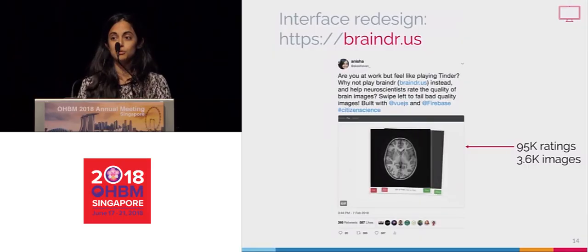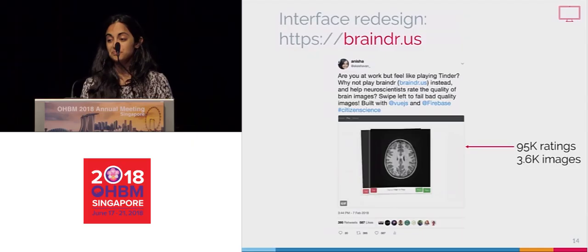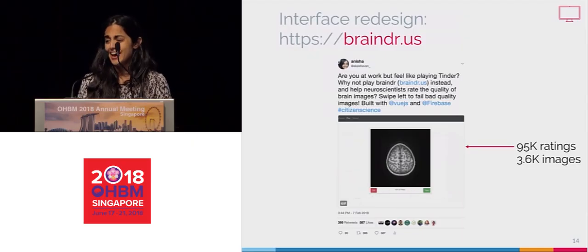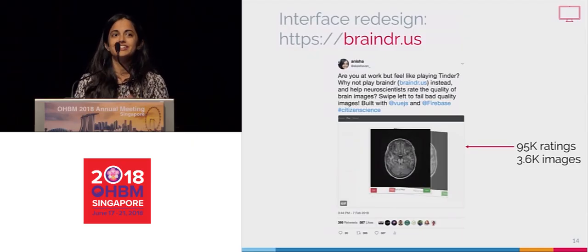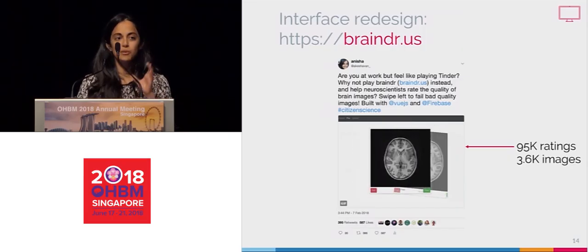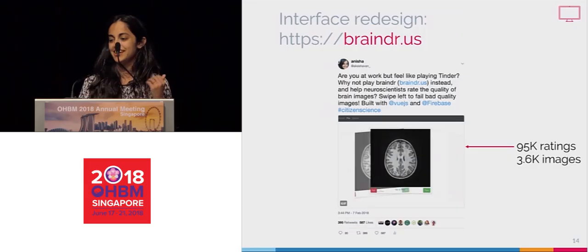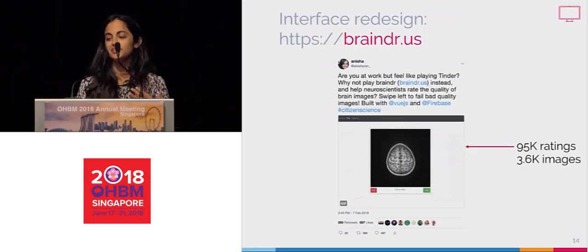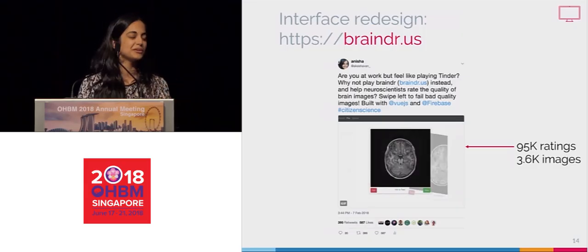So for those of you who are bored right now, you can go on your phone, and you can go to brainder.us. So I made an application that instead of looking through every single slice of an MRI scan, you look at one single axial slice, and you swipe right if you think it's a good quality image, and you swipe left if it's a bad quality image.